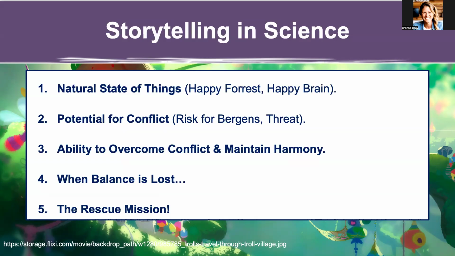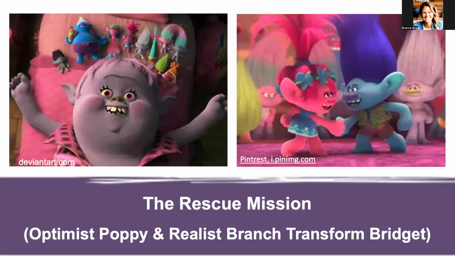So we have the rescue mission. And the rescue mission is going to be analogous to kind of therapy, right? So our optimist Poppy and our realist Branch transform Bridget. So enter Princess Poppy, the optimistic leader. She's teaming up with Branch, the cautious realist, to save their friends.